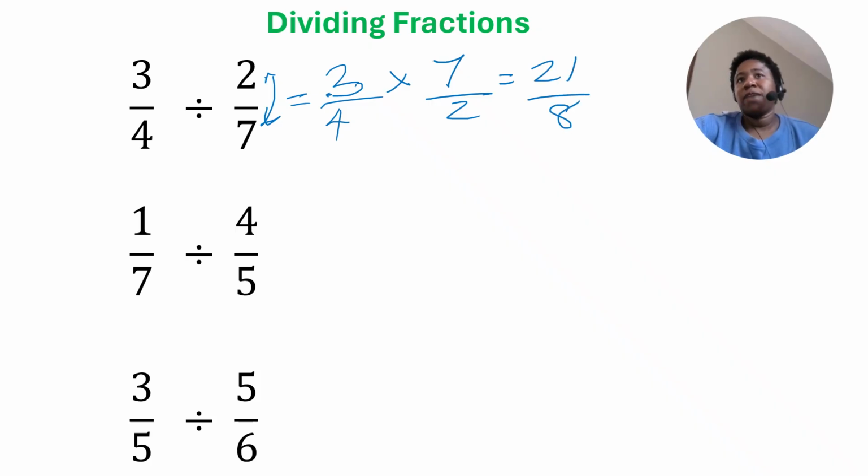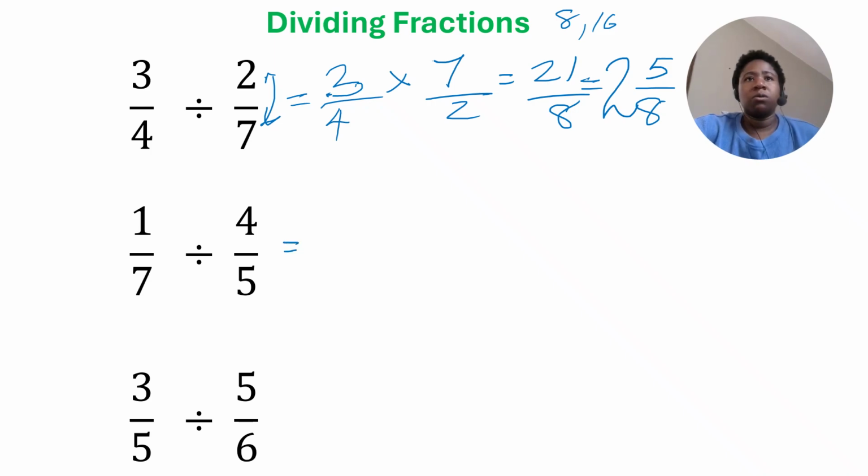This is an improper fraction, and we can do our calculations to find how many whole eighths we can get from 21. And we skip count. 8, 16, all right, just about 16. So we get 2. Denominator remains unchanged. 2 times 8 is 16, so we have a remainder of 5. So 3/4 divided by 2/7 is 2 5/8.